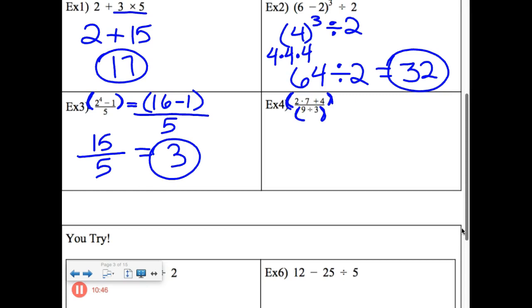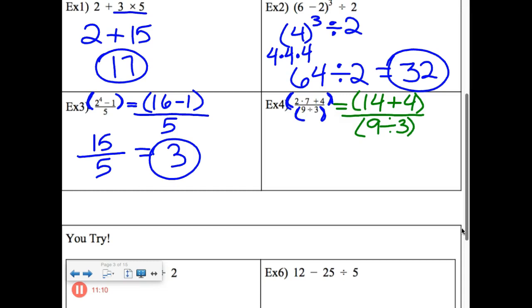So the very first thing I'm going to do is I'm going to multiply that 2 times 7 to give us 14. So on top, and I'm going to keep it in parentheses since we have multiple things still up in the top, I'm going to take 14 and we still have that plus 4. On bottom, let's not get crazy. Let's just do like one step at a time. I'm going to leave it like that.